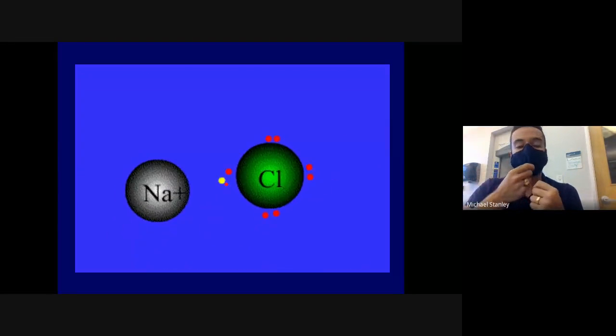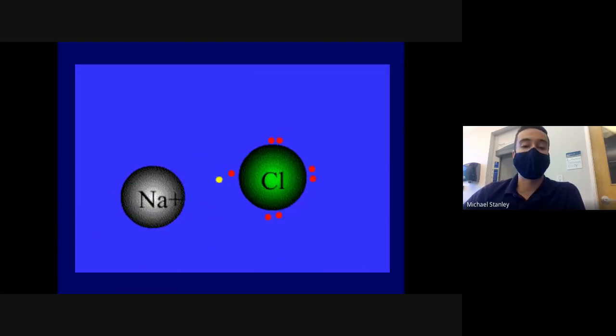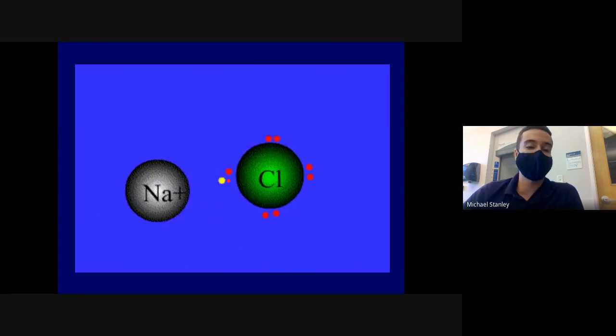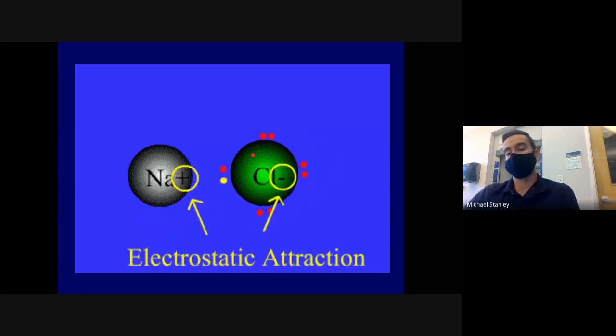So that's why these atoms react together in this ionic bond. Sodium gives away the electron and chlorine takes the electron. We're transferring the electron from sodium to chlorine. So now sodium has a full second shell and chlorine has a full third shell.